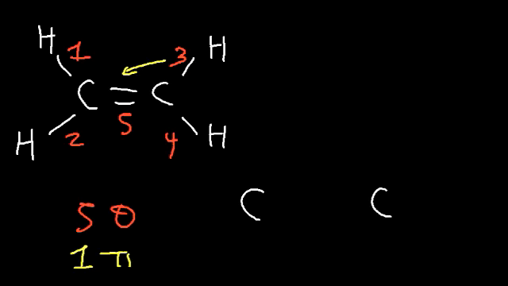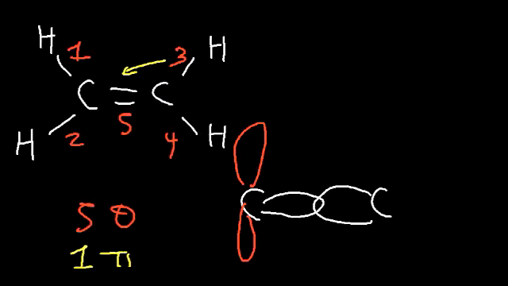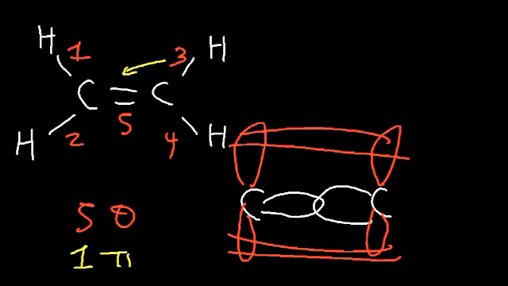The sigma bond is basically formed through the overlap of atomic orbitals. And the pi bond is basically an unhybridized p orbital. And the overlap of those unhybridized p orbitals forms the pi bond. Now, even though a double bond is stronger than a single bond, a sigma bond is stronger than a pi bond.